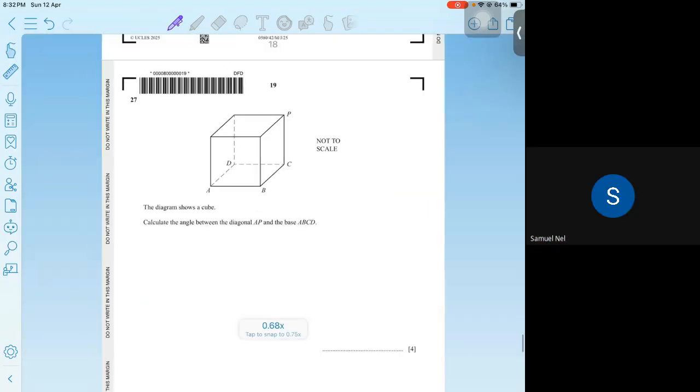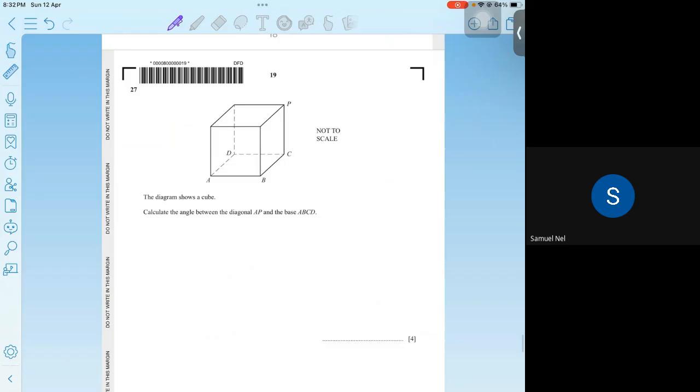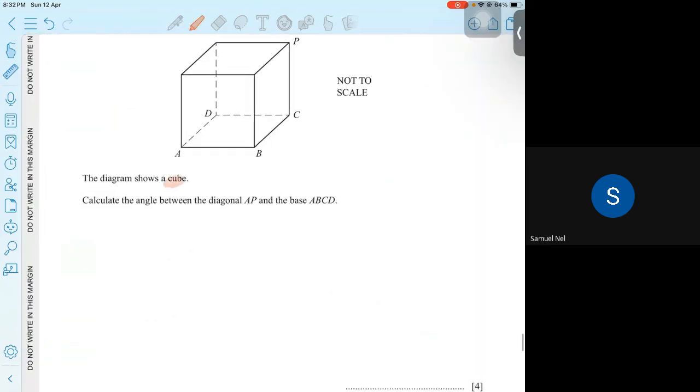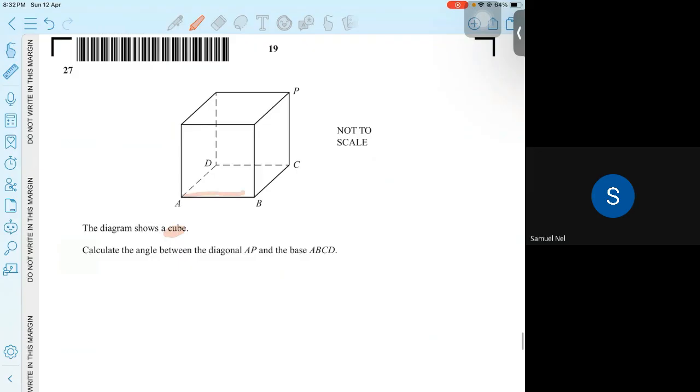Okay. The last question gives me a cube. The first thing I know about a cube is that all my sides are equal, right? This is equal, this is equal, and all my sides are equal. So let's call this x, x, x. Let's see what the question wants. Calculate the angle between the diagonal AP and the base ABCD.